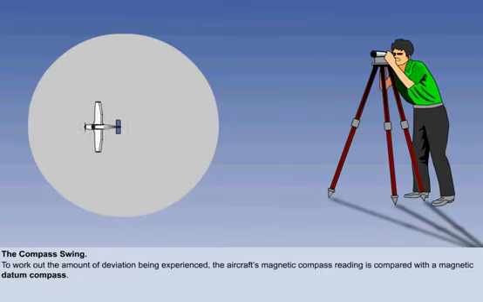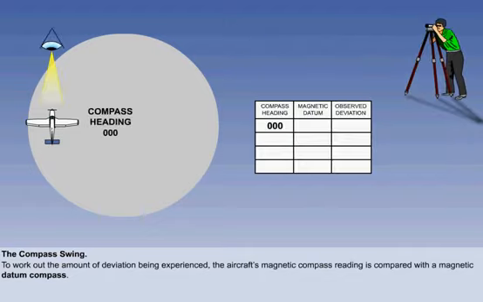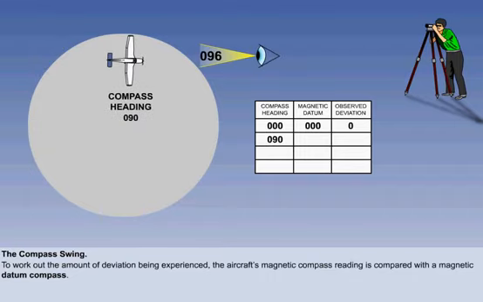To work out the amount of deviation being experienced, the aircraft's magnetic compass reading is compared with a magnetic datum compass. The comparison process is known as the compass swing, and the compass swing is carried out on an airfield in a location specifically designed for this operation. We can see the principle of the compass swing here. Initially, the datum compass and the aircraft compass are aligned with each other. The aircraft is then turned through 90 degrees. The compass heading is compared with the datum compass reading and the observed deviation recorded.